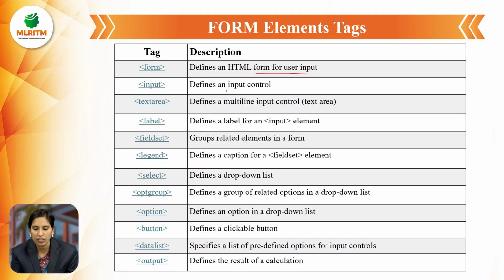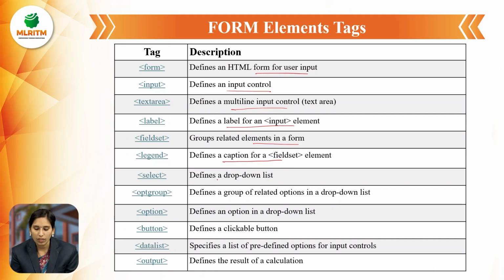The input tag defines an input control. Next, the textarea tag is for multiple-line input control. That means a text input is only a single line, but textarea means multiple lines of input. Next, the label tag is a label for an input element. Next, the fieldset tag groups related elements in a form. It can group the data. Next, legend defines the caption for the fieldset element.